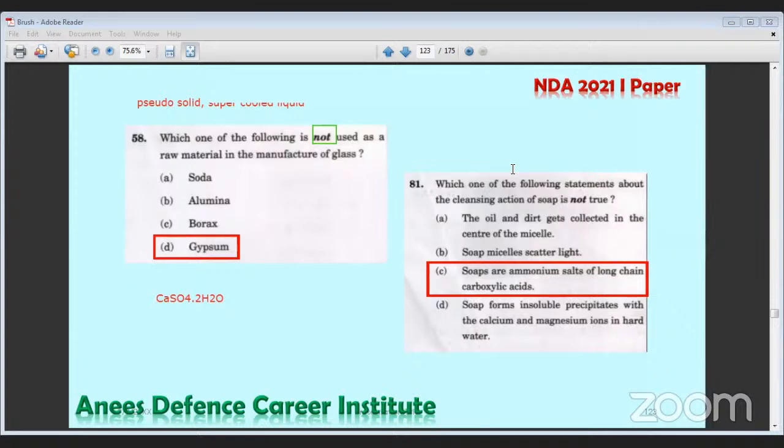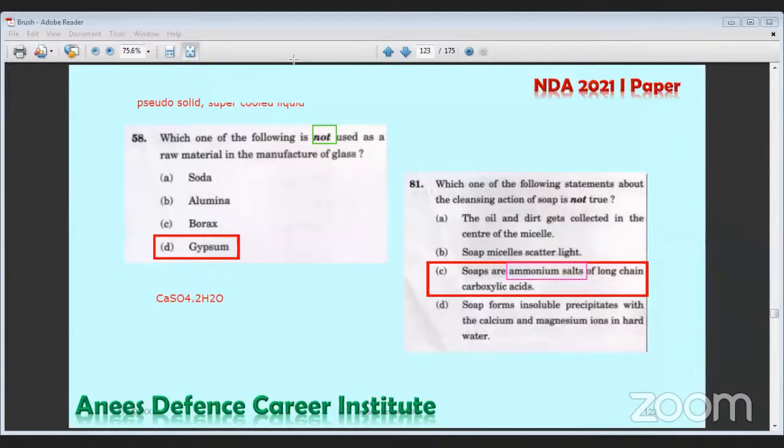If you look at these four options, all of the options might seem correct, but there's one keyword in option C. Do you see this ammonium word here? Ammonium salt. Soaps are never ammonium salts, boys and girls. Please pay attention. Soaps are never ammonium salts. Do you know the definition of soap? How would you define soap? Soaps are sodium or potassium salts.